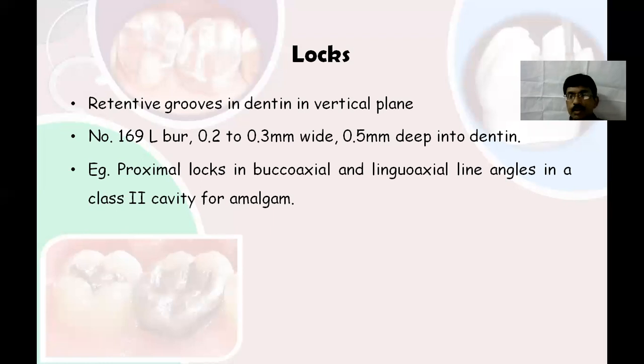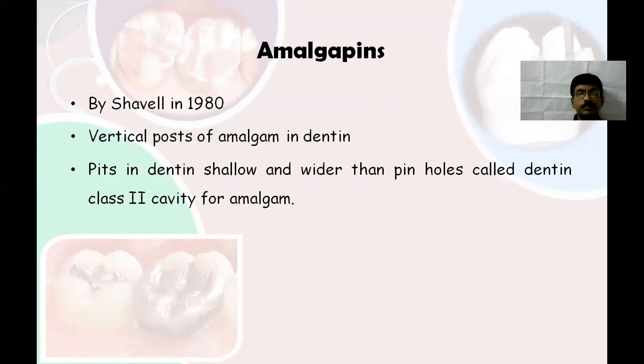An example of the locks is the proximal locks which you give in a class 2 cavity for amalgam. These are the locks we give in the bucco-axial and linguo-axial line angles in the proximal box.